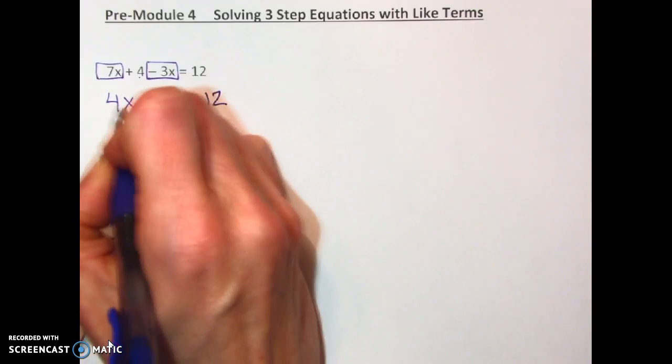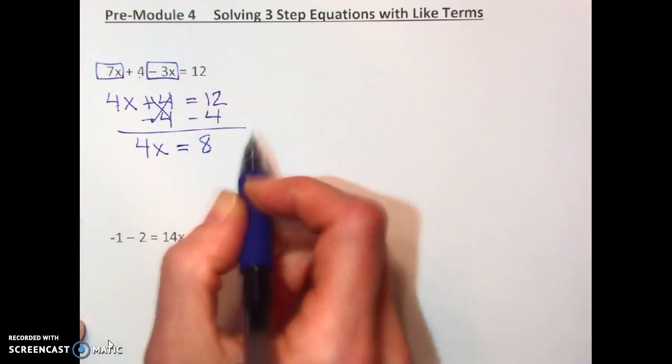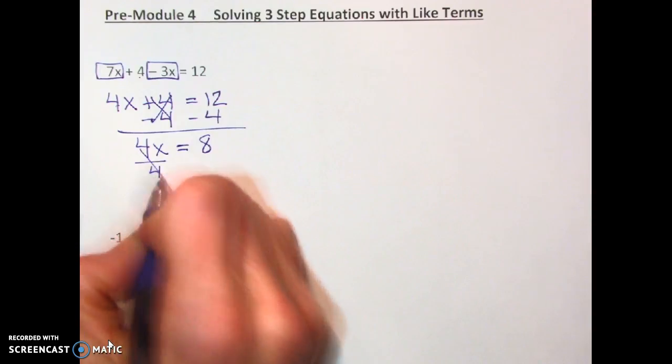Two-step problems, we have something multiplied, something added. We want to get rid of the thing that's added by subtracting it. And then we want to get rid of the thing that's multiplied by dividing it.